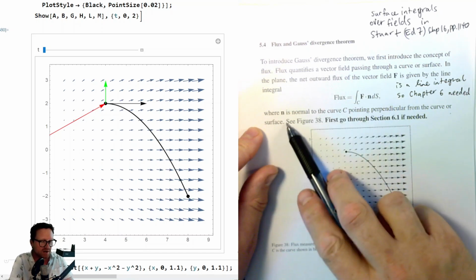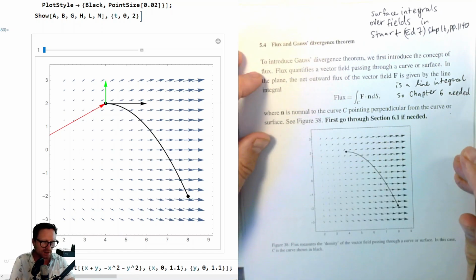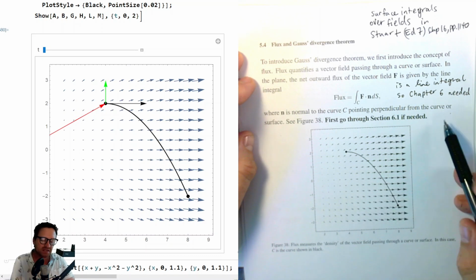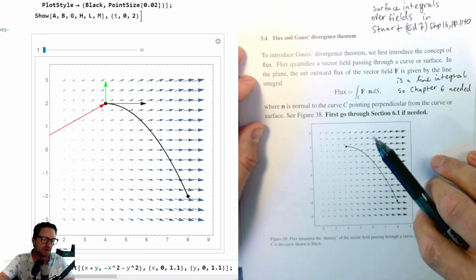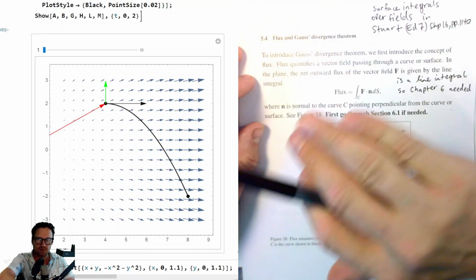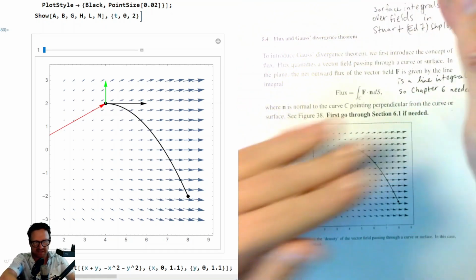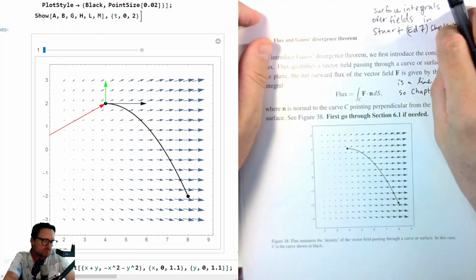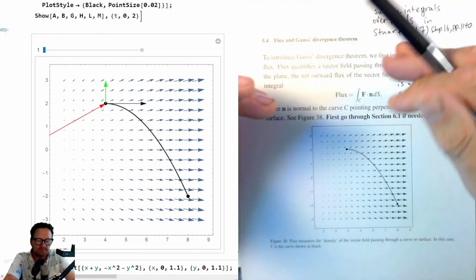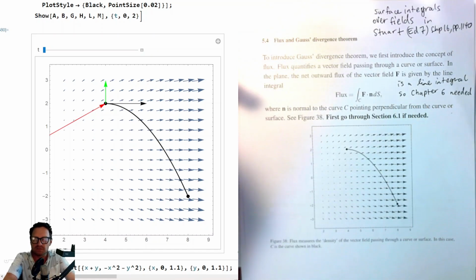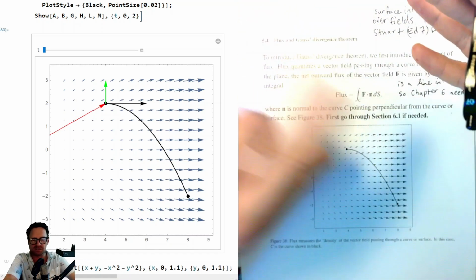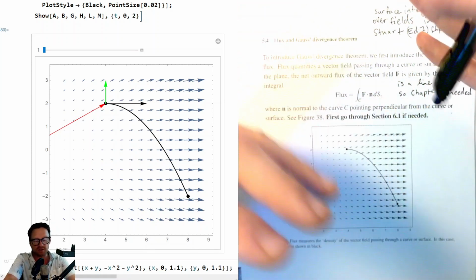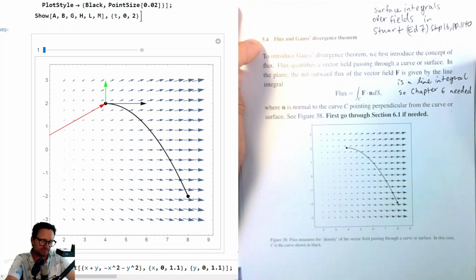Okay, so it's given by this, where n is normal to the curve C, pointing perpendicular from the curve or surface. Now this is a toy example of flux, because when you calculate flux, you've got a sheet or a surface and you've got a vector field passing through that. For example, an electric field is a three-dimensional vector field. So you've got 3 letters x, y, and z, and it passes through some surface. So you might calculate the flux, or the quantity of electric field passing through some particular surface.